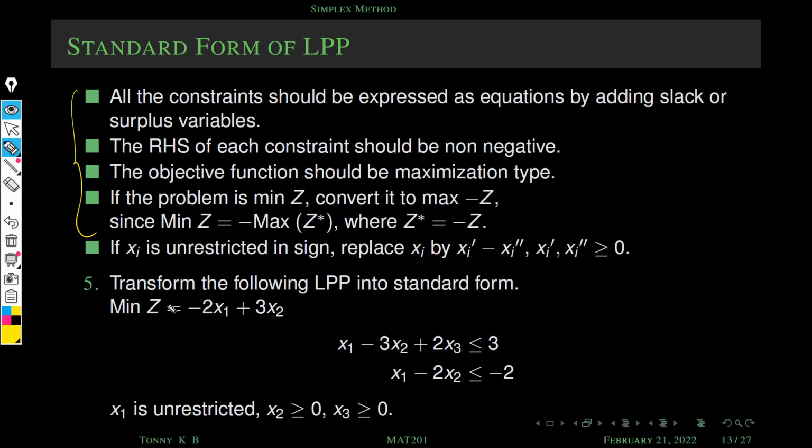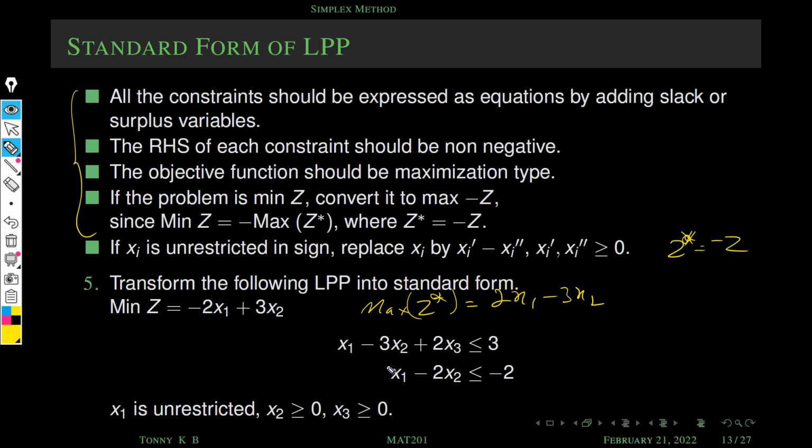Next, we consider a problem. Transform the following LPP into standard form. Here the objective function is in minimization, so we have to convert it to maximization type. That is very easy. Maximum of Z star, where Z star equals minus of Z, that is 2x1 minus 3x2. So a simple conversion. We have to minimize this objective function, so instead of Z we consider Z star, which means minus Z, that is 2x1 minus 3x2.